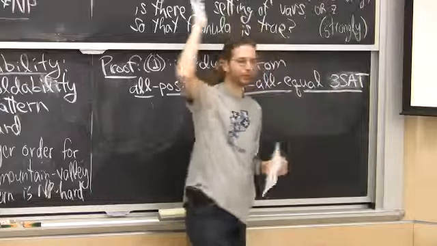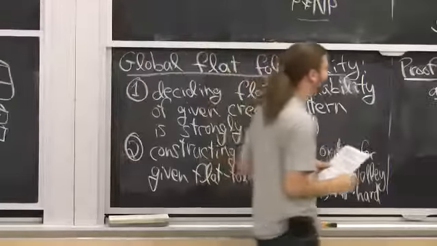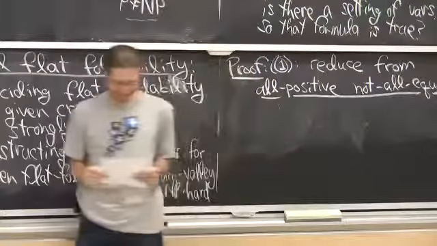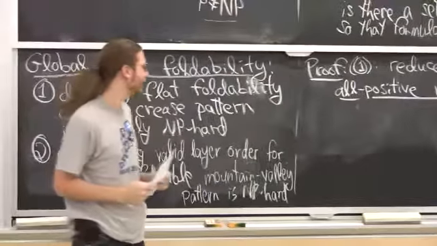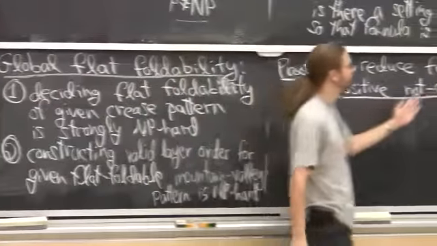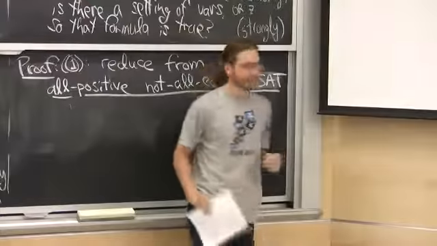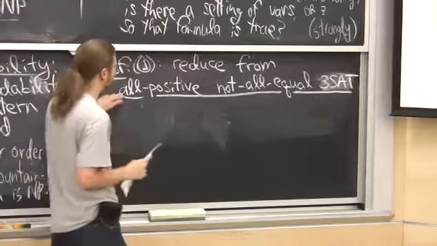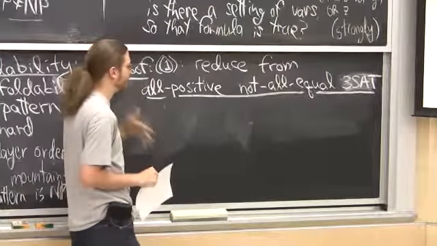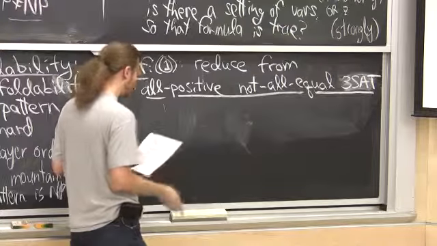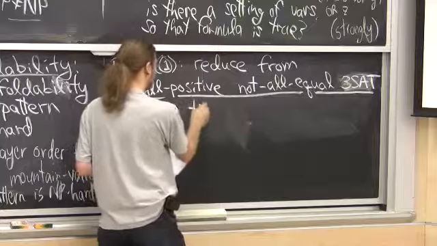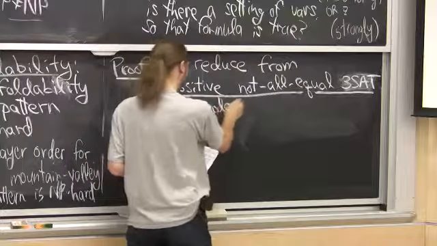Has anyone heard of this problem before? Nadia's heard of it because she TA'd this class before. So no surprise. So you've read the book. There aren't a lot of proofs that use this one, but not all equal 3 SAT is actually fairly common. All positive just makes it a little more convenient. I think actually the original proof didn't use all positive, but our book does because it simplifies things. So let me tell you what this problem is. Most people don't know it, so don't worry.